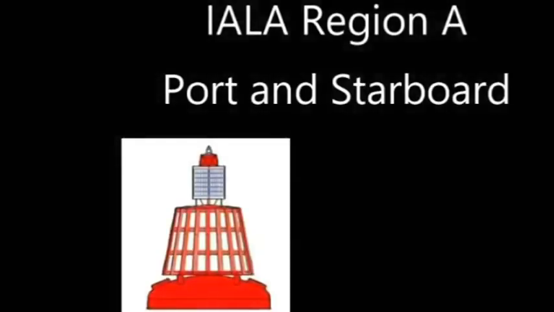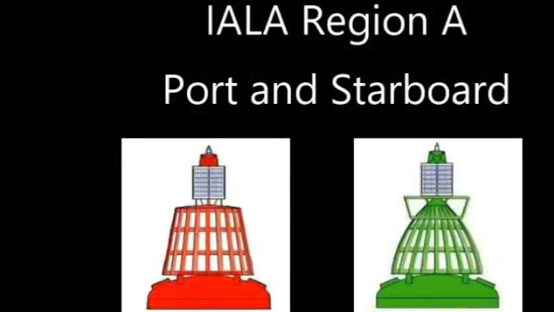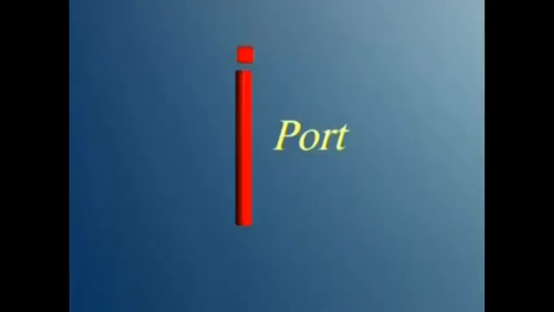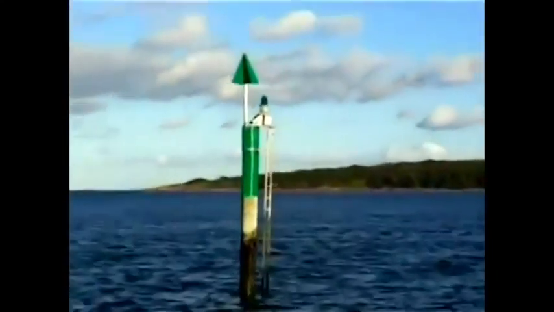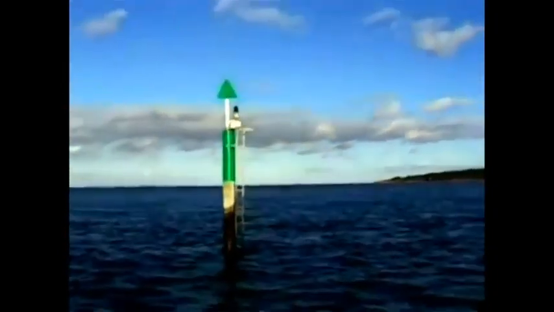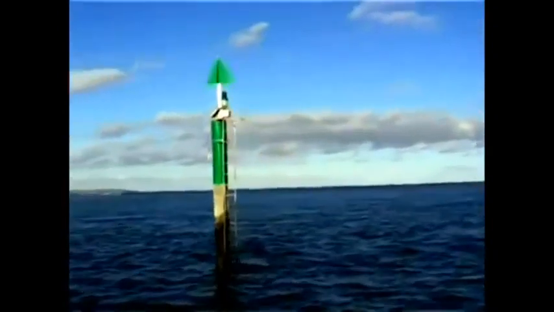The next two buoys that we have are port hand markers and starboard hand markers, and these mark the edge of the channels. Under the IALA A system, the port buoys are red colour and the starboard buoys are green colour. Both of them have a top mark, and the port top mark is a can shape, so you can think of a can of tomato soup, and the starboard buoy is a cone shape, so you can think of a Christmas tree shape.